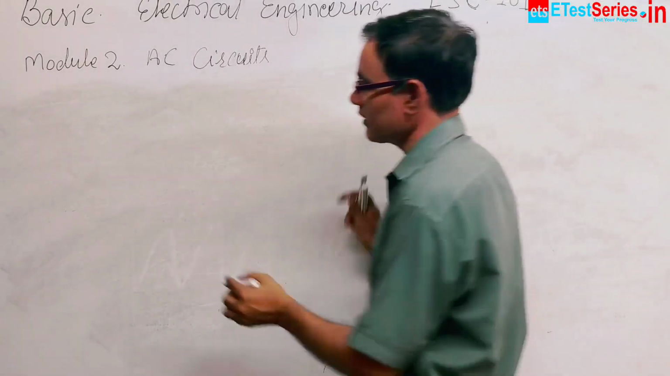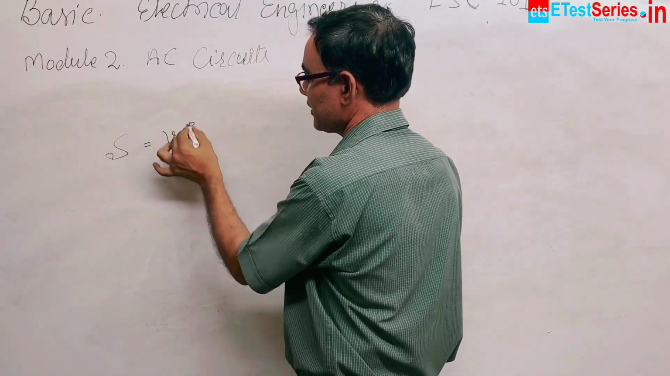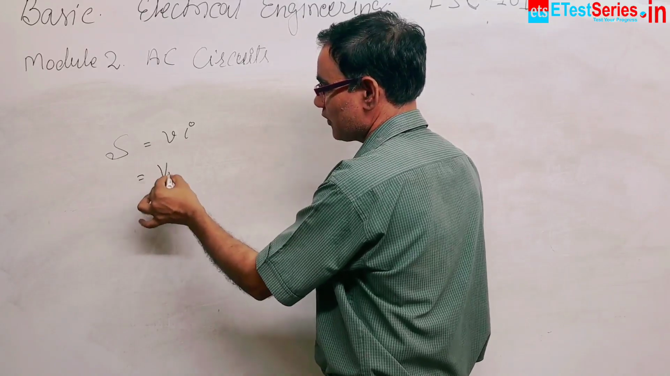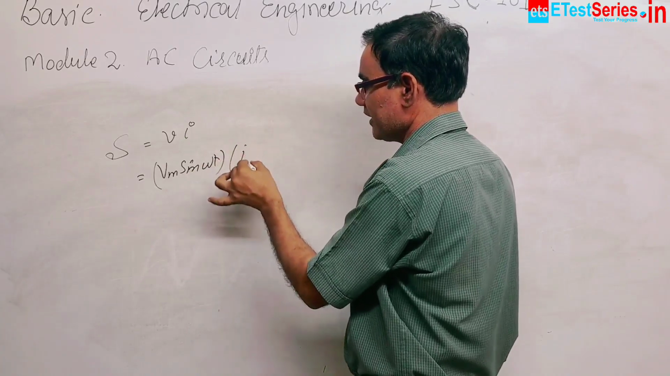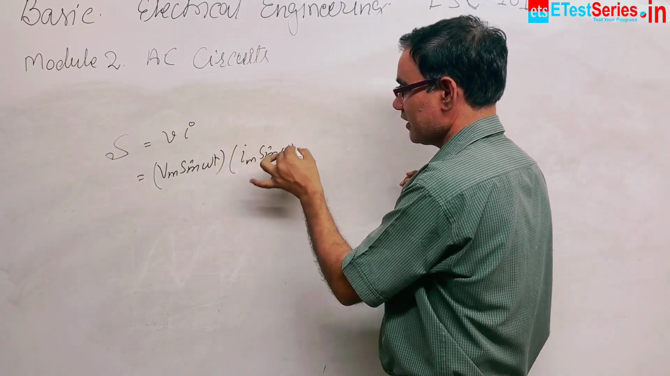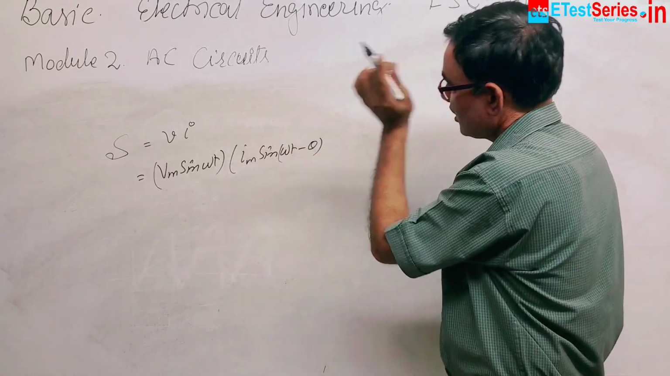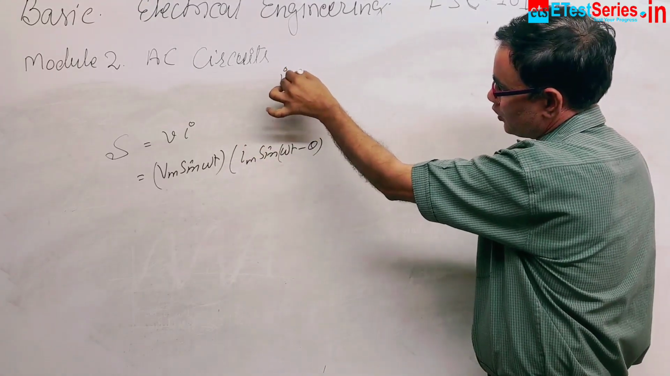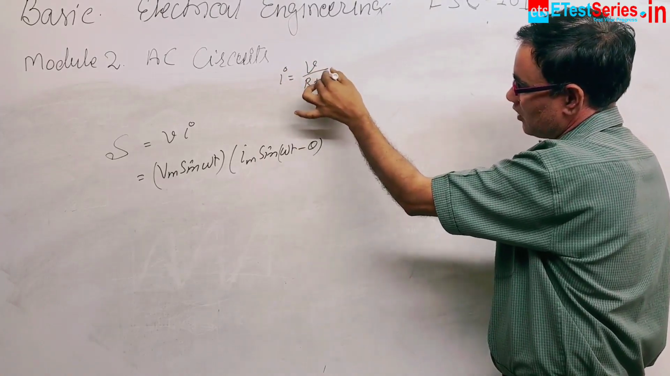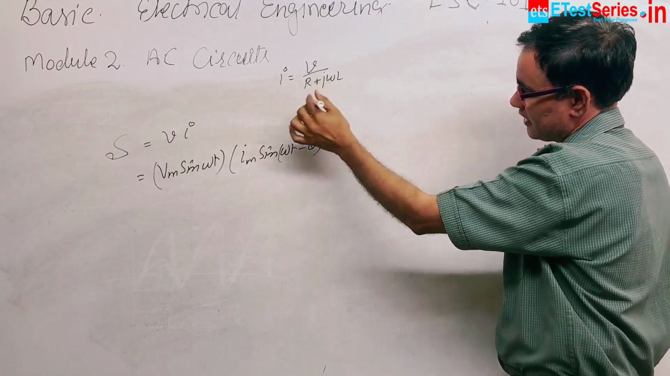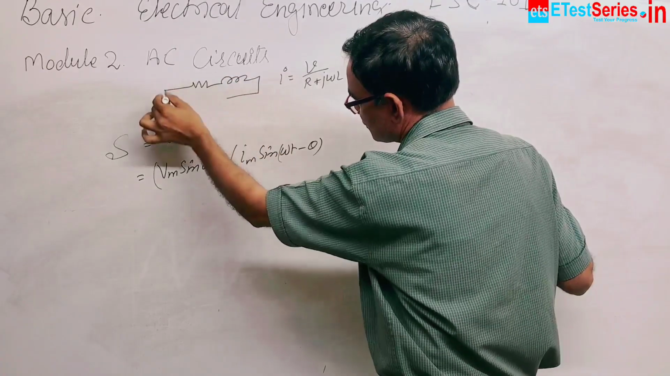Calculate the total power S in an AC circuit, then S is equal to V into I. So we know V is equal to Vm sin omega t, and I is equal to Im sin of omega t minus theta. Theta is the angle which is produced. We know I is equal to V divided by Z, V divided by R plus iota omega L. This is an RL circuit. This is the R, this is L, this is the source.